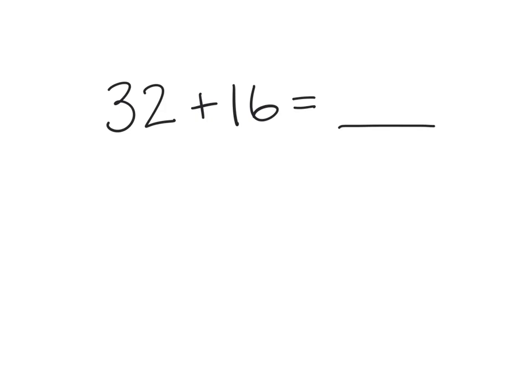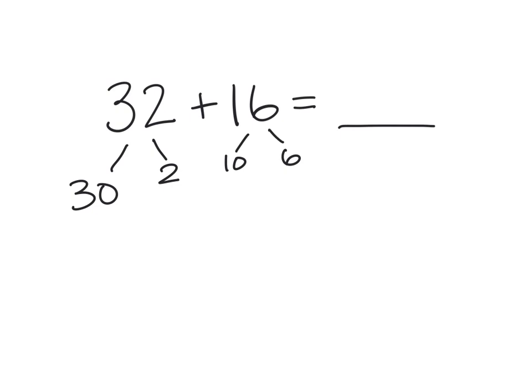One way to solve this kind of problem is by splitting a number apart into its tens and ones. That's why it's called the splitting strategy. So I know that the number 32 is made of a 30, that's the tens, and a 2. And I know the number 16 is made up of a 10, that's my tens, and a 6.